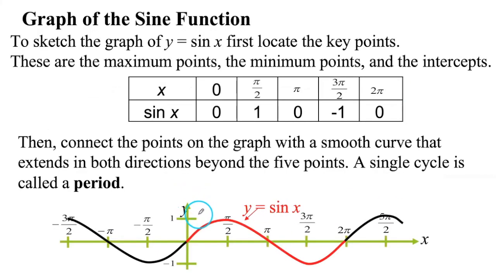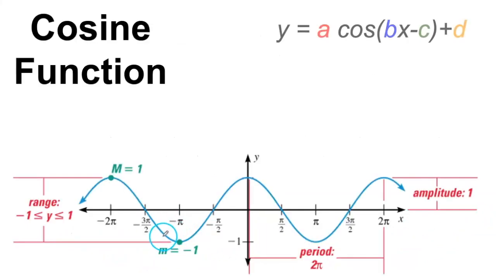Now, this is a summary for the sine function, okay? Again, this is one cycle, the red one, and it keeps going to the right and so on and so forth. The same thing to the left. Now, let's look at the cosine function.